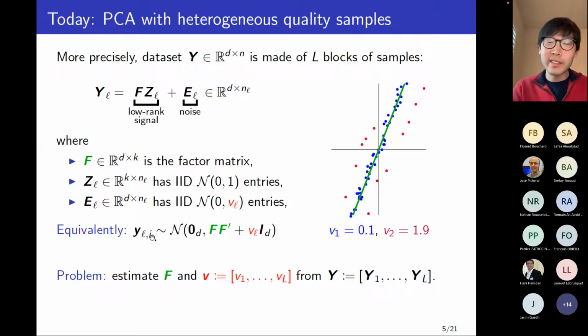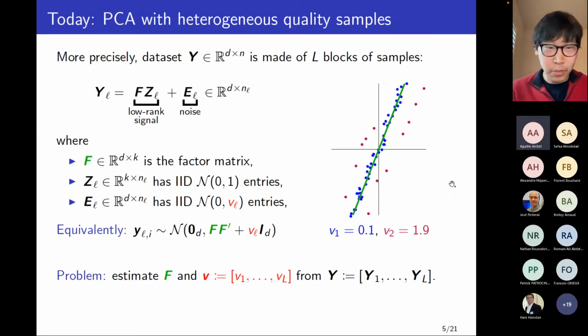Equivalently, the ith sample in the lth block is just Gaussian with mean 0 and covariance FF transpose plus V_l times the identity. Okay, and so here you can see this is the low rank signal part of the covariance. This is the noise part of the covariance. And the problem is to estimate the factor matrix F and the noise variances V_1 through V_L, given the data Y. So, okay, this is the problem.